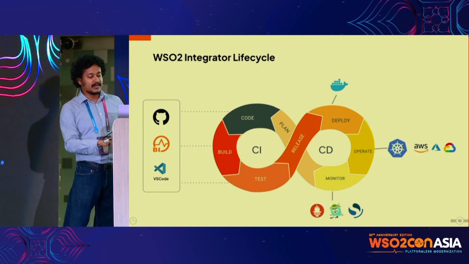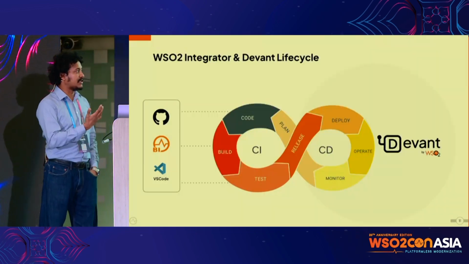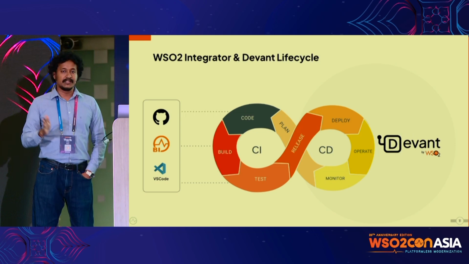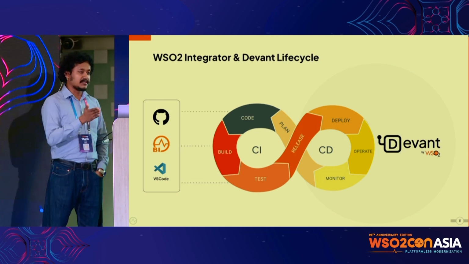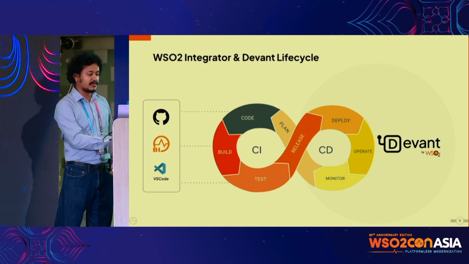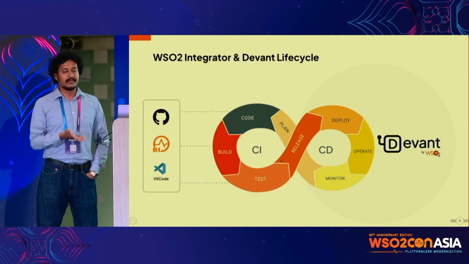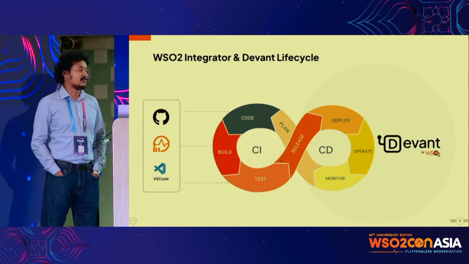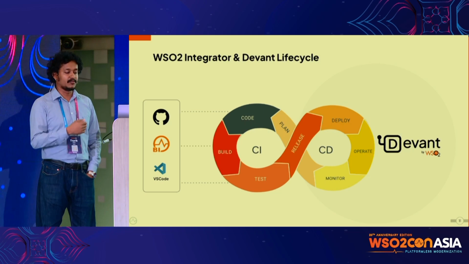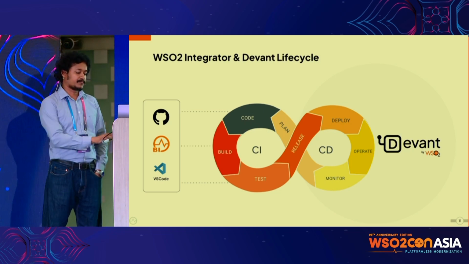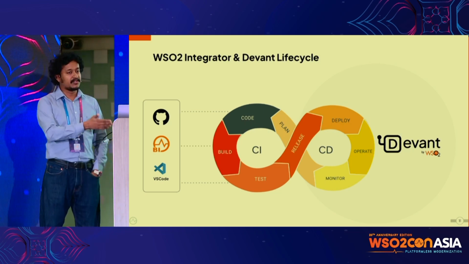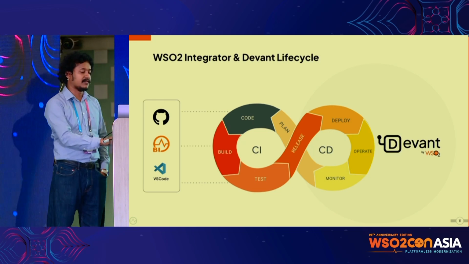So when you bring Devant into this, Devant will manage all the CD part. You could use the existing GitHub and everything and do the coding and so on, then you could bring it to Devant, so the deployment and everything will be managed by Devant. Devant has inbuilt capabilities for monitoring and so on. And also it has the capabilities to publish to whatever existing systems as well, right?